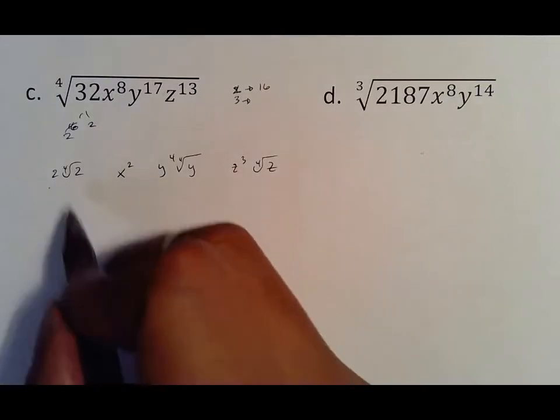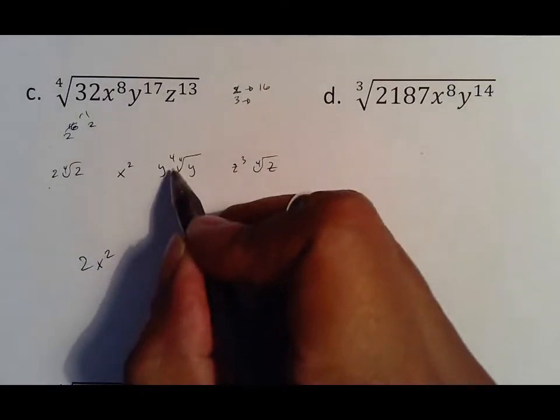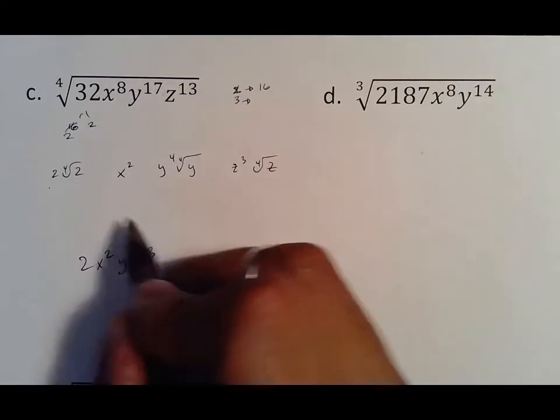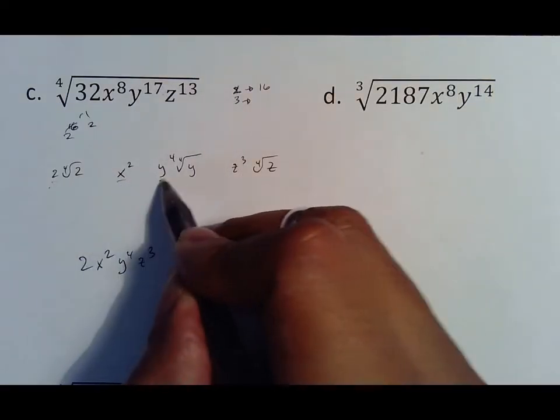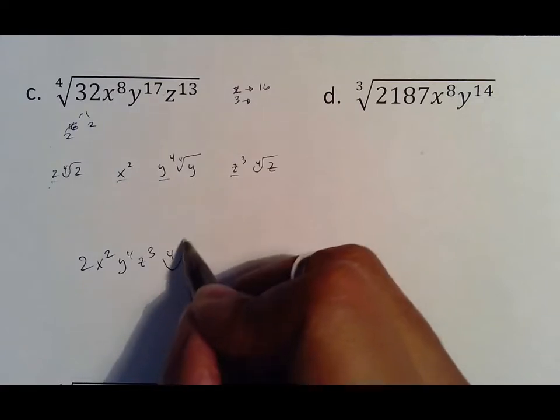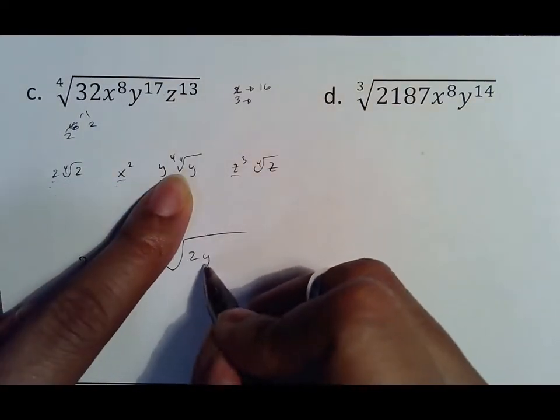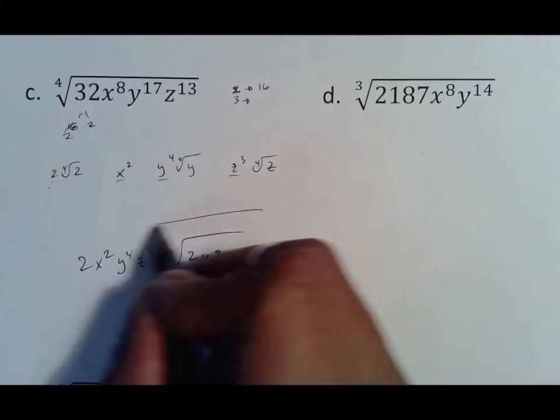And so putting all this together, 2 is out there, x squared's out there, y to the 4th is out there, and z to the 3rd is out there. So this, this, and this are all out. Don't forget that it's a 4th root. This number stays, no x's, 1 y, 1 z.